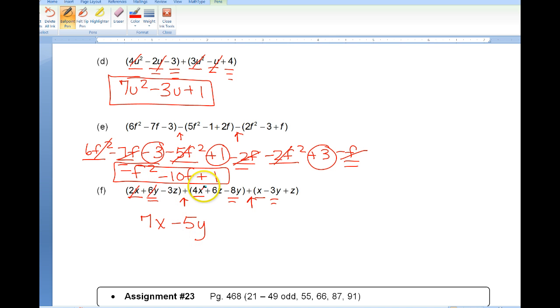So now I've done my x's and my y's, and I have left my z's, negative 3z plus 6z, which is 3z, plus another z, which is 4z. So that is how we add and subtract polynomials.